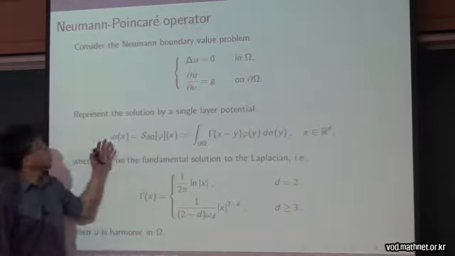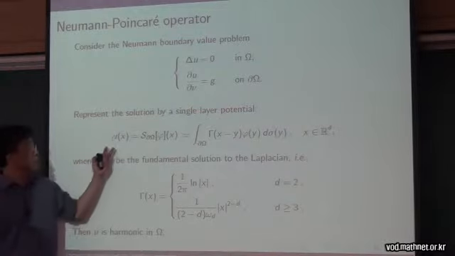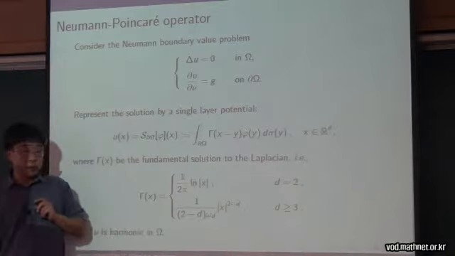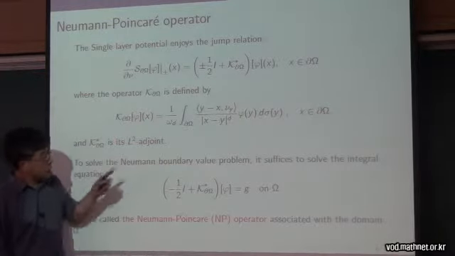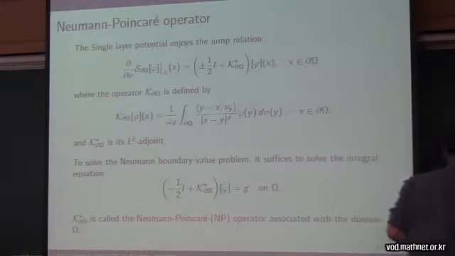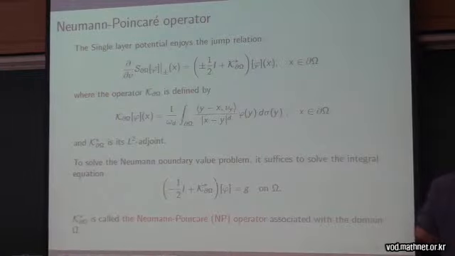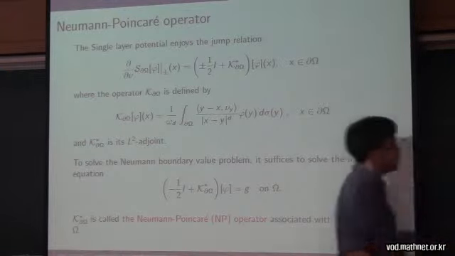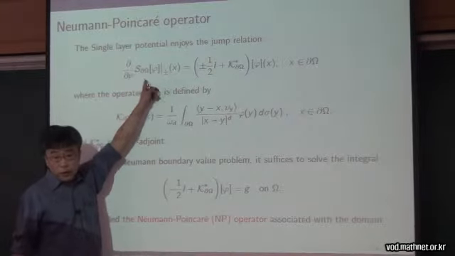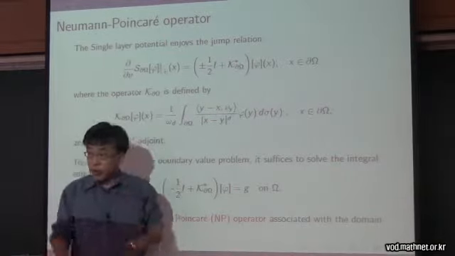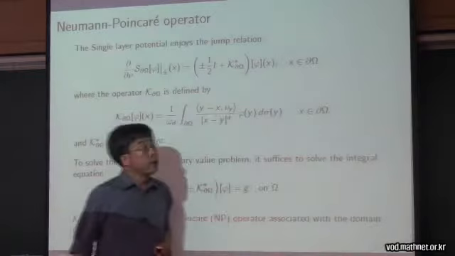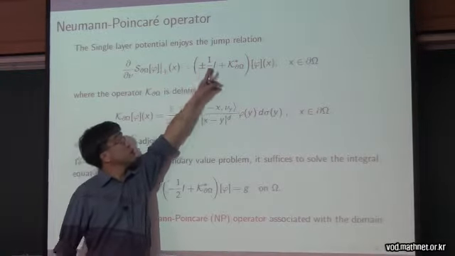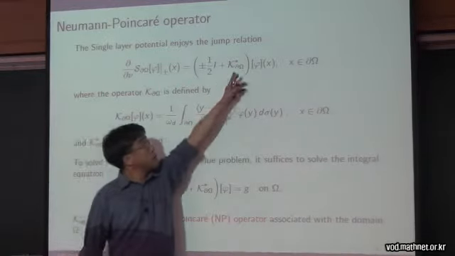Now we are seeking the solution in this form. What you have to do is take the normal derivative of this and match it with the Neumann boundary condition. But this single layer potential has a very special property. We have a boundary, and I'm taking the single layer potential on the boundary. So x is here or here, not on the boundary. If I take the normal derivative, plus means I'm approaching from outside, and minus means I'm approaching from this direction, then it has a jump. If it is plus, then 1/2, and if minus, then minus 1/2, plus some operator.